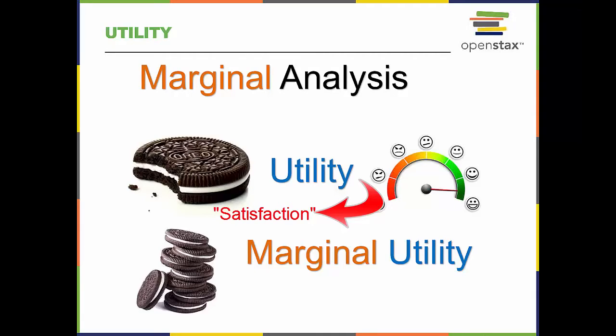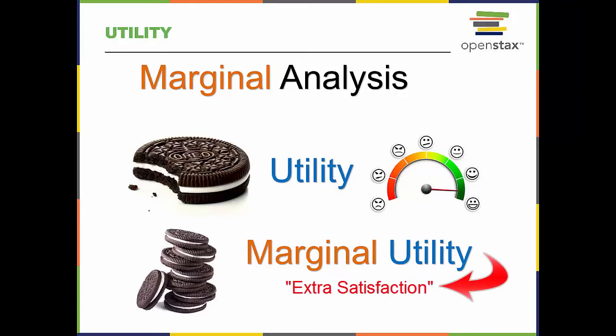Utility is the satisfaction received when an individual consumes a product or service. If you consume a cookie, you will experience a certain amount of utility or satisfaction from eating the cookie. Utility can be measured in a unit of measurement called utils. Now let's put the two together.